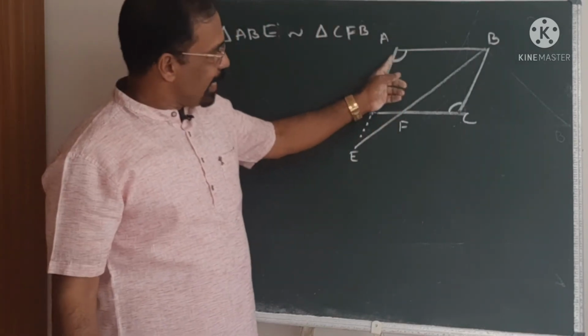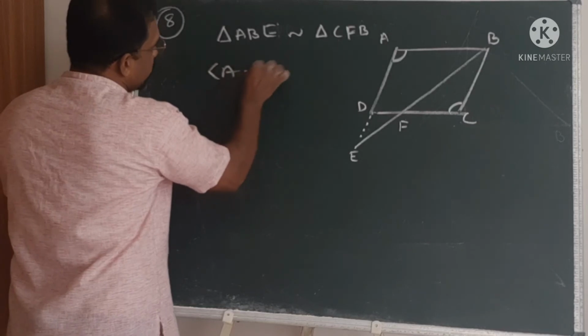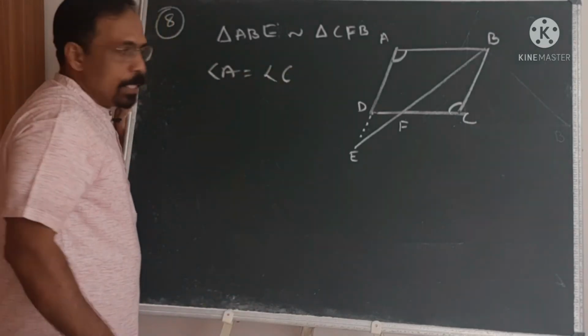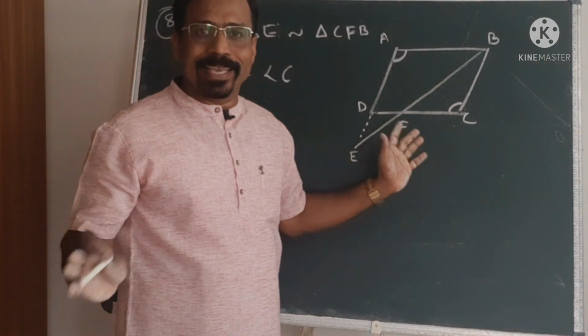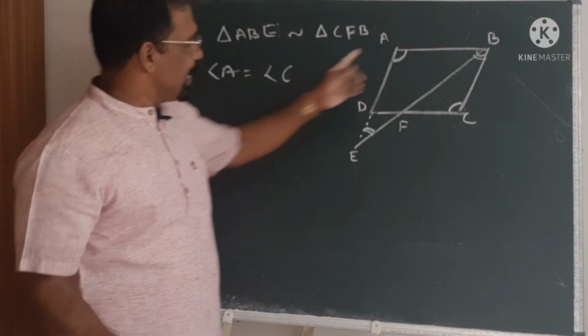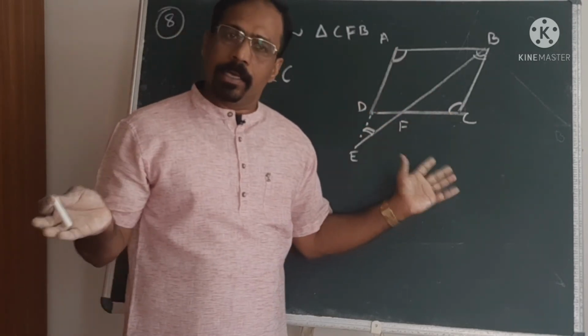Now consider angle A and angle C. Angle A is equal to angle C. Why? Opposite angles of a parallelogram are equal. Now we got that angle A is equal to angle C because opposite angles of a parallelogram are equal.